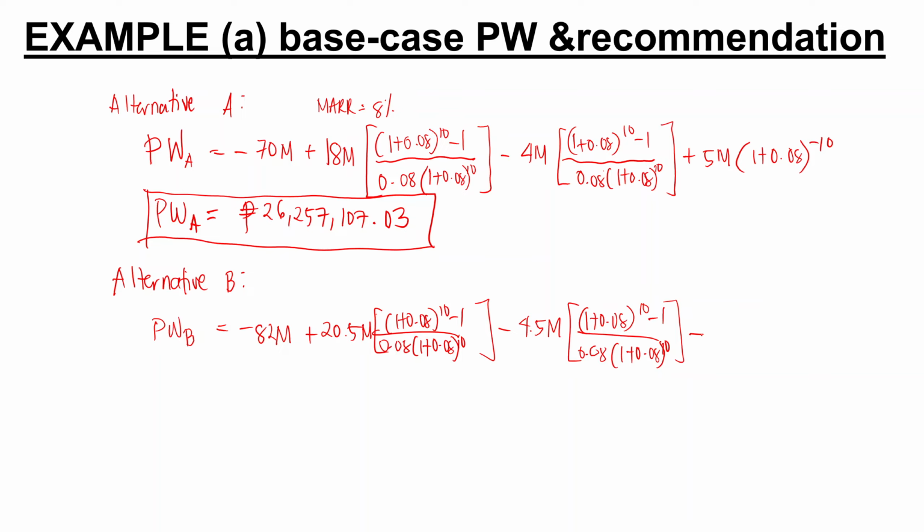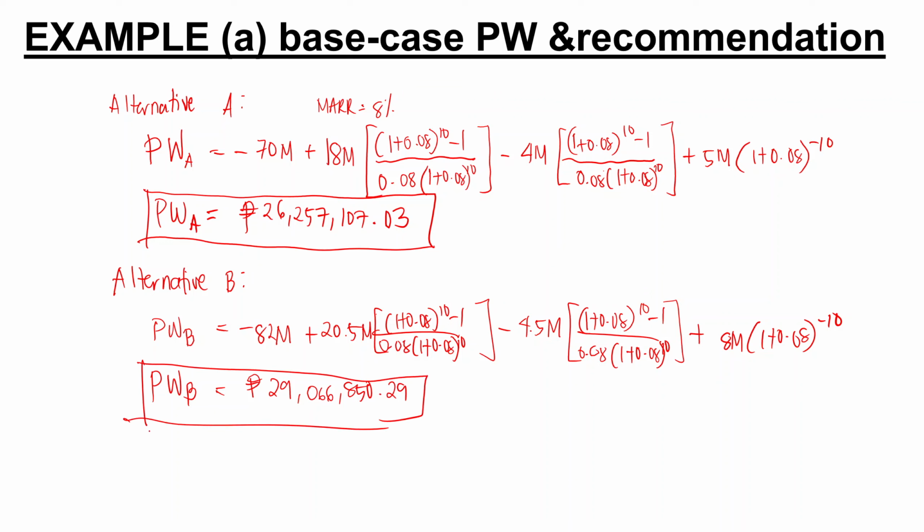And don't forget our salvage value. We have an 8 million salvage value raised to negative 10. Our present worth for this one is 29 million. So we have present worth of alternative B is positive 29 million 66,850.29. Recommendation, of course, choose the alternative with the highest present worth. So our base case recommendation is alternative B.